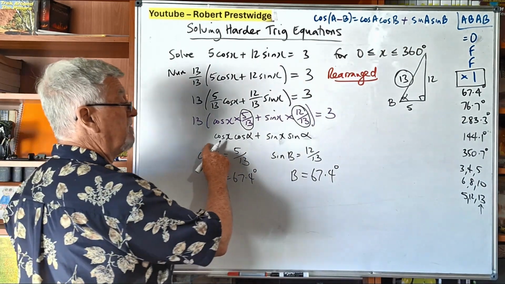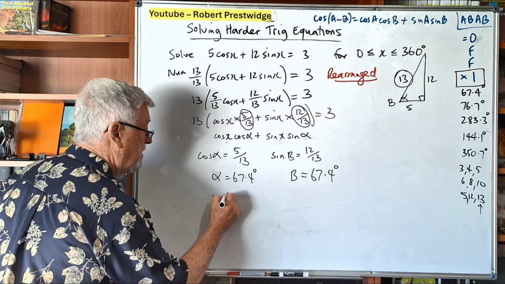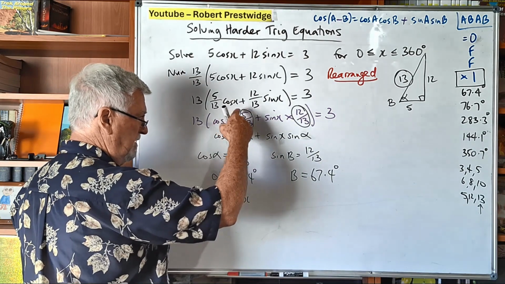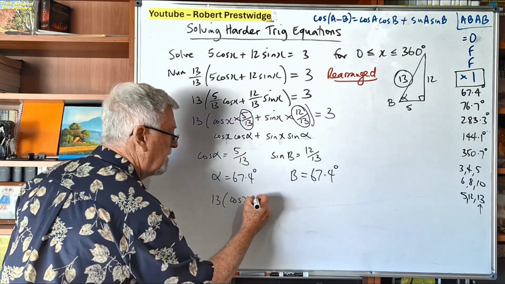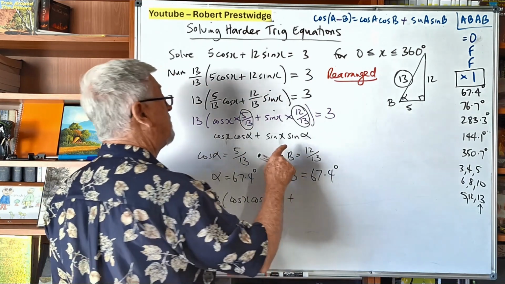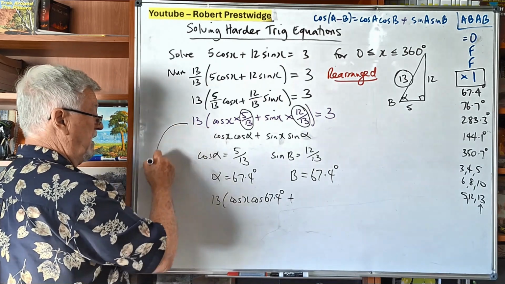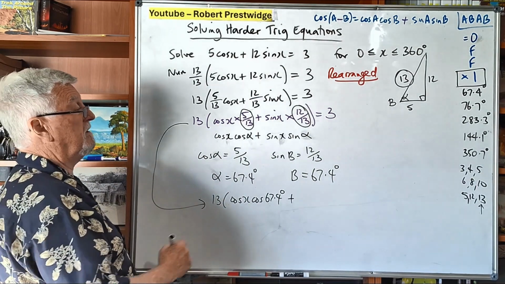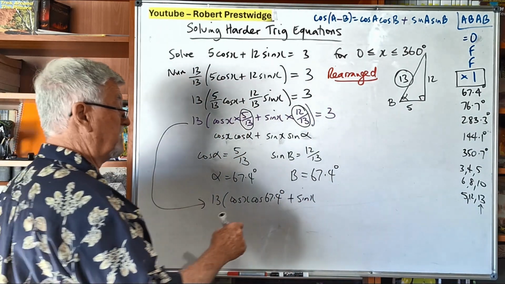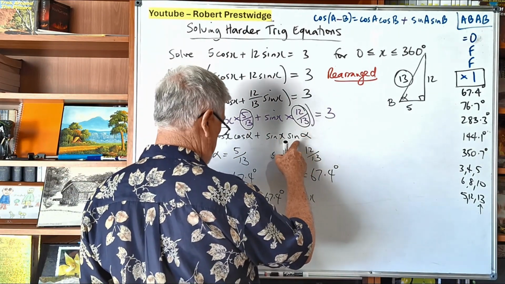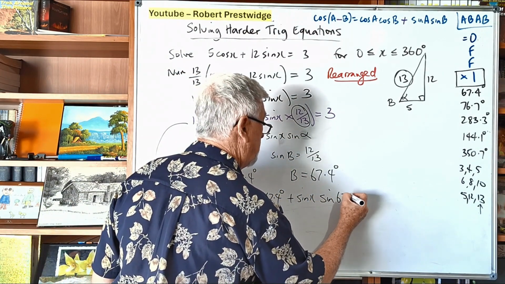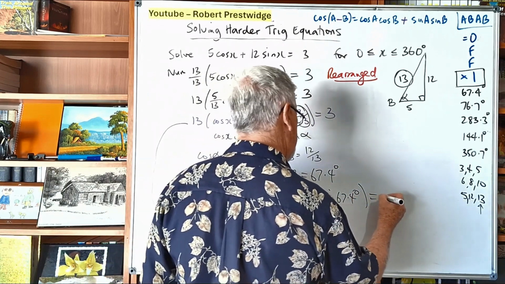So now I know, let's go back to the equation. I've got 13 lots of cos x, and the next thing is the cos of 67.4 degrees. Then I've got the sine of x. So I'm trying to solve this equation for x. And then it's the sine of 67.4 degrees. Now that has to equal 3.